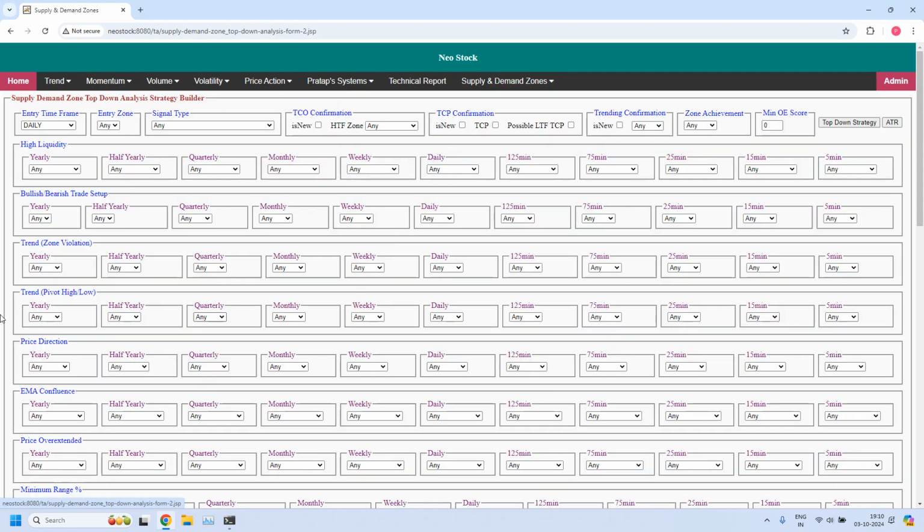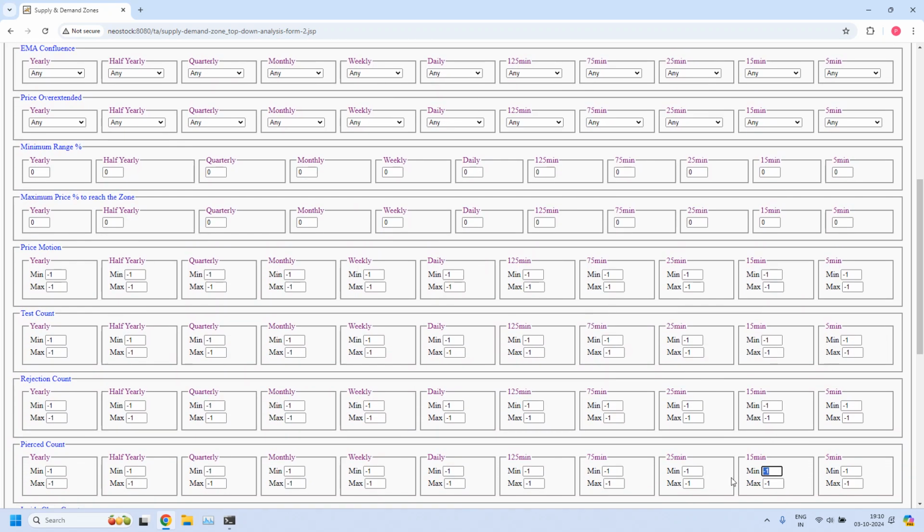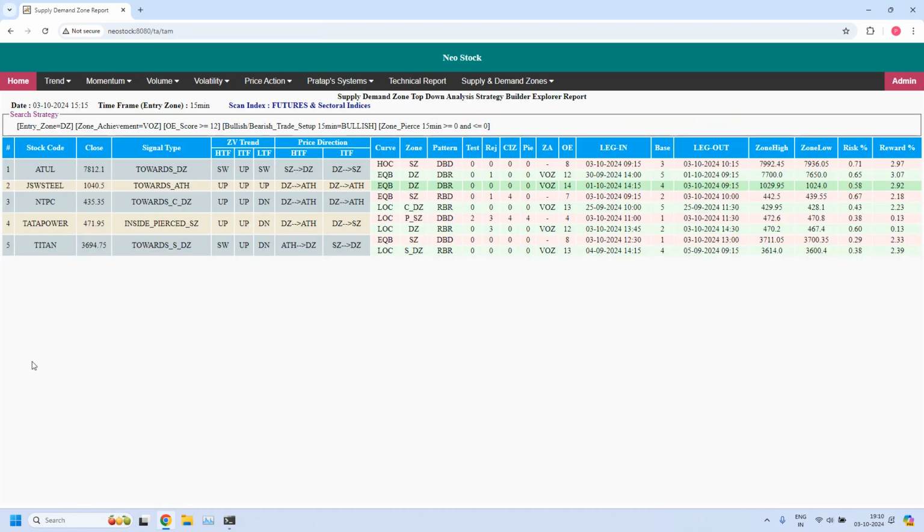Next, let us look for daily income trade. Daily income trade entry time frame is 15 minutes. Entry zone is demand zone for bullish trade setup. In bullish or bearish trade setup at 15 minutes time frame, I am selecting bullish, and the 15 minutes demand zone should not be pierced. So in the pierced count at 15 minutes time frame, I am selecting minimum value 0, maximum value 0. Zone achievement is violated opposing zone, minimum odd enhancer score is 12. All the 3 filters are applied to the 15 minutes demand zone. 5 stocks are filtered. All these 5 stocks are currently supporting a bullish trade setup for daily income trade, that is entry time frame 15 minutes.